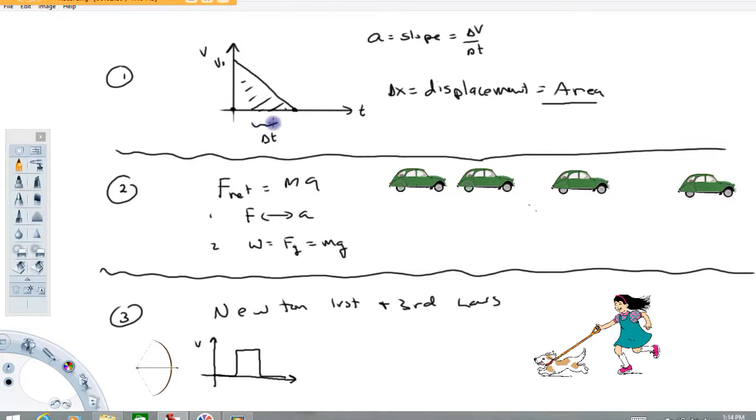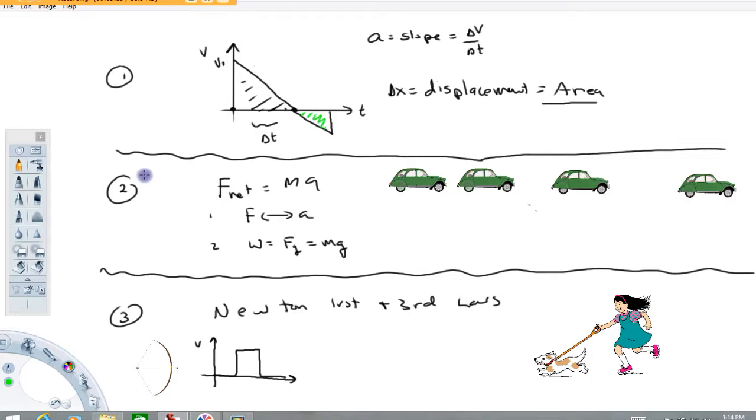Some other things to consider. Anytime our velocity is positive, the object's moving to the right. Had this curve continued, maybe something like this, this area would give a displacement in the negative direction.